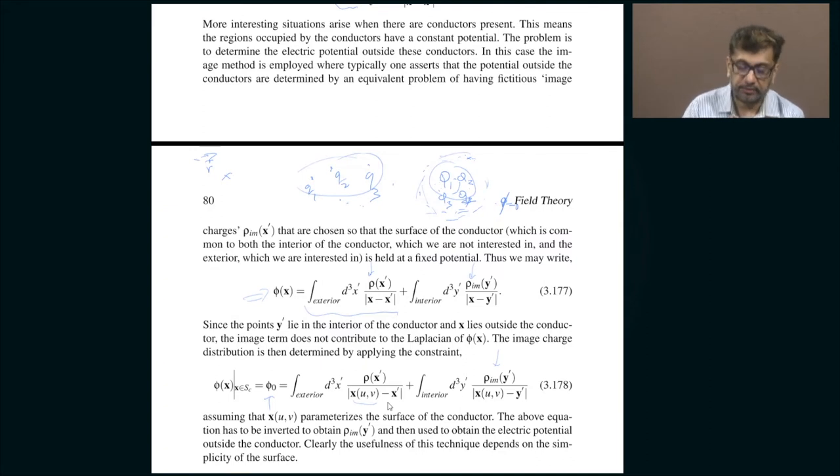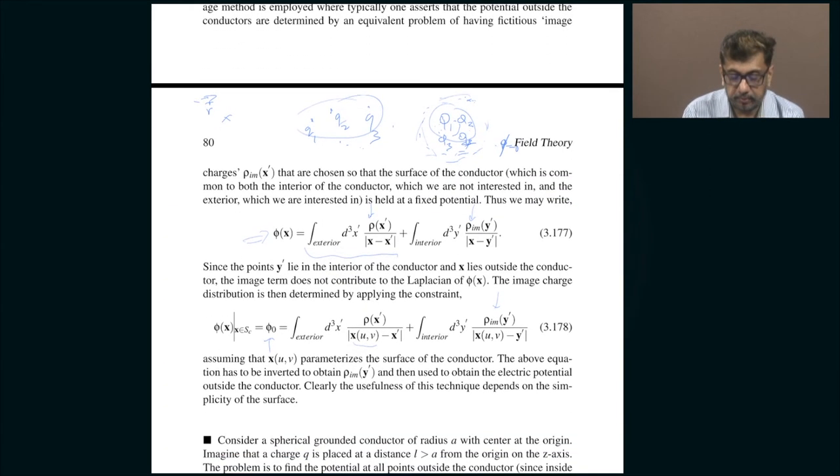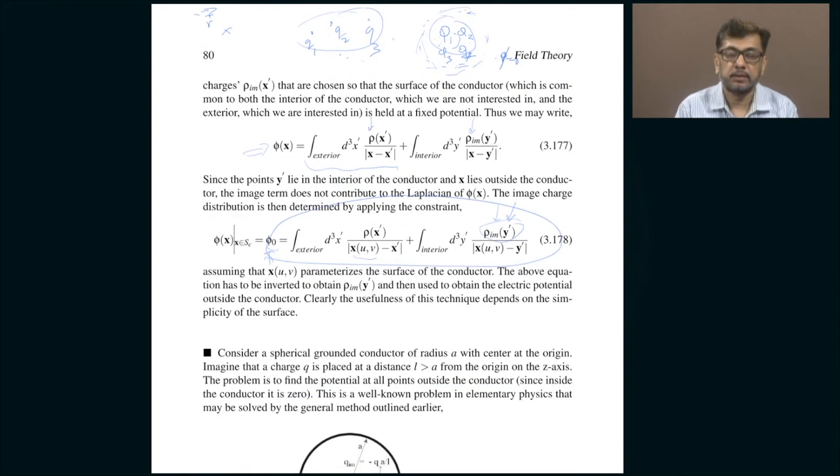So, you parameterize the surface of the conductor, and then the bottom line is that you solve for this. This equation indirectly specifies what this is. If you invert equation 3.178, because the left hand side is known, which is phi naught, a constant, you can invert this, which might be very hard, I told you it is not at all easy, and find rho of IM, which is the charge density of the image charge. Okay. So, this is the general prescription.